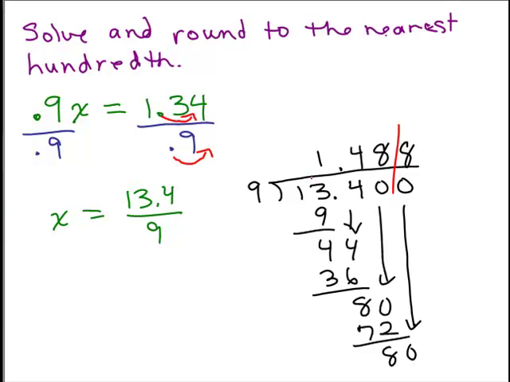We see that it rounds up because the number after the hundredths place is an 8. 5 or more, we round this up. So instead of 1.48, we're going to have 1.49. So this is not exact. We're rounding it. So that means x is approximately 1.49.